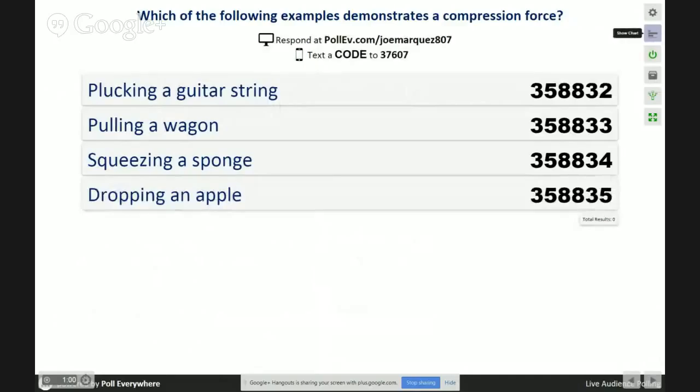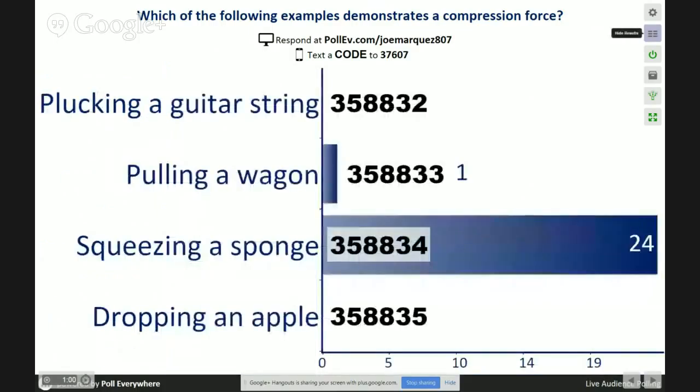Which of these examples is an example of a compression force? A compression force. Which is an example of a compression force? Squeezing a sponge. Yes. Pulling a wagon is just a pulling force, right?